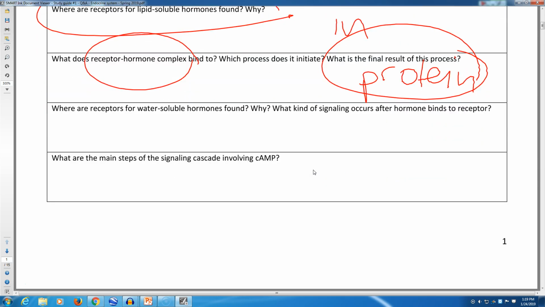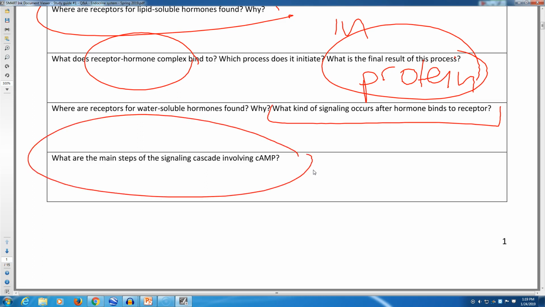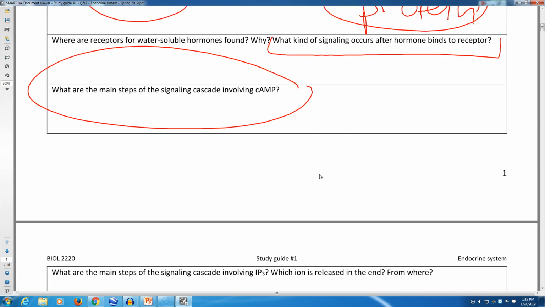Water-soluble hormones have receptors on the surface, with second messenger signaling. cAMP: binding to the receptor, activation of G protein, activation of adenylate cyclase, synthesis of cyclic AMP. Remember what I told you in the lecture, it's not going to go any farther. It will not. Okay?